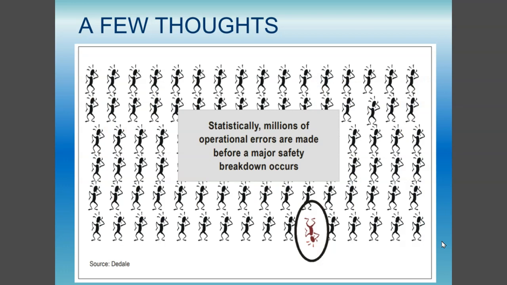Another thing to keep in mind when accidents happen, statistically, when they've looked at all of these aircraft accidents, millions of operational errors are made before a major safety breakdown occurs. Millions. There are a lot of events. So really the idea is there is a chain of events that occur. It's not just we were flying along and then this broke and we crashed. There's always a series of little things that happen leading up to that. It's like just one thing that causes something else to happen that causes something else to happen.